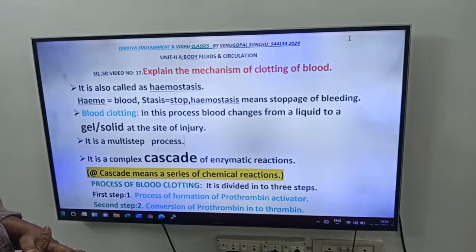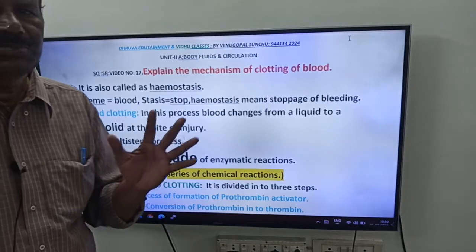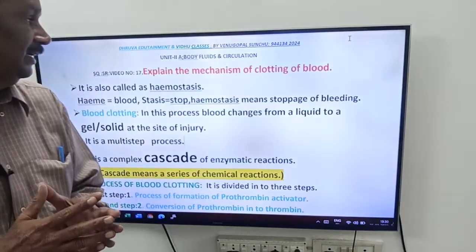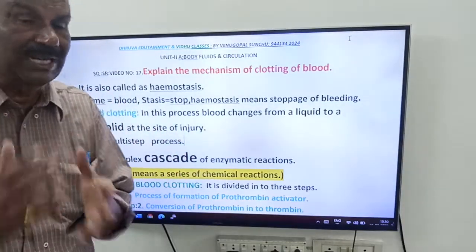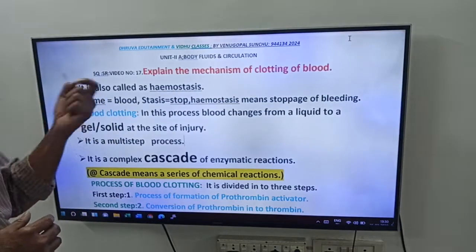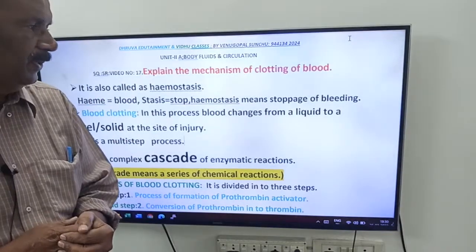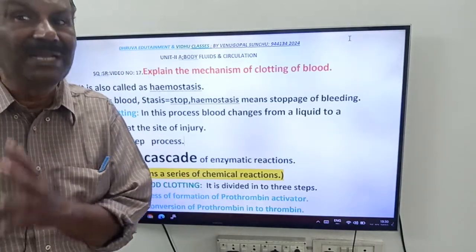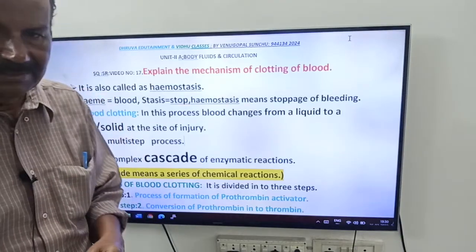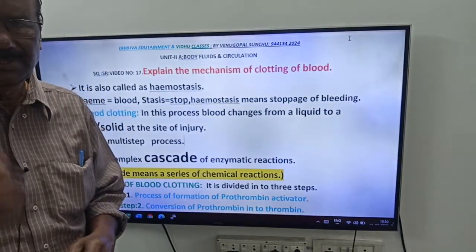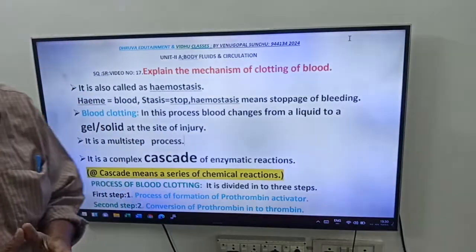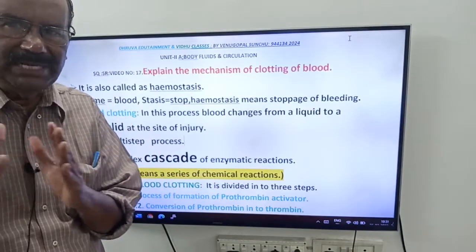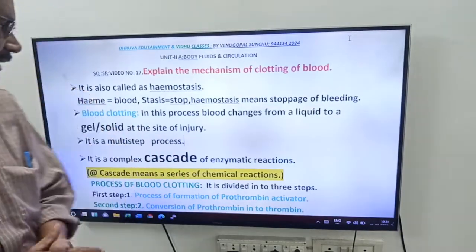Come to our answer. It is also called hemostasis, not homeostasis. Heme means blood, stasis means stop. Hemostasis means stoppage of bleeding. Don't write stoppage of blood. Stoppage of bleeding is called hemostasis. So blood clotting is also called hemostasis.